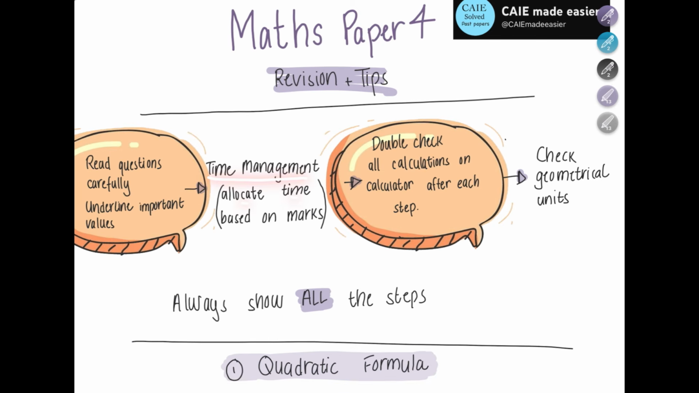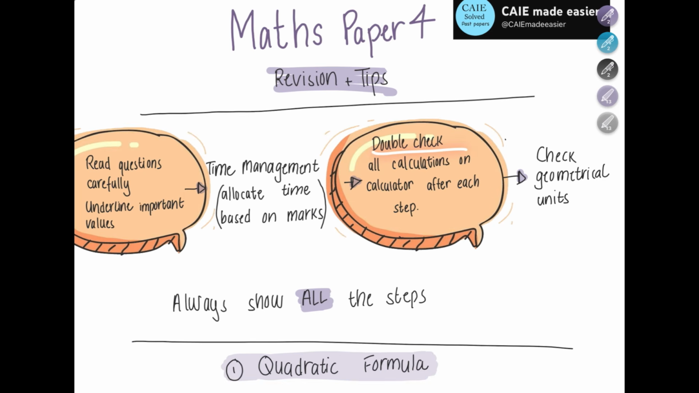Secondly, time is very limited, right? So allocate time based on marks. If a question has more marks, for example 6 marks, you would know that it's going to have a lot of steps, so it is going to take some time. Even if you don't know all of the steps, just write whatever you can, okay? You can always come back to it later. But on the other hand, if a question is just 1 mark, you don't have to spend more than 1 to 2 minutes on that question.